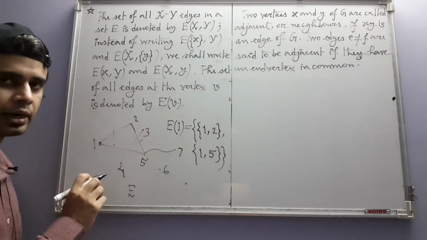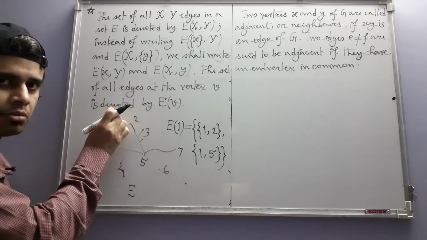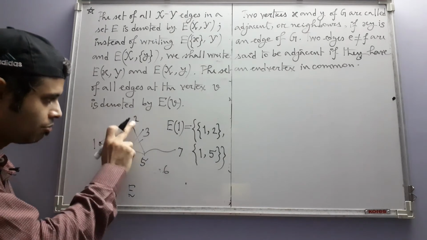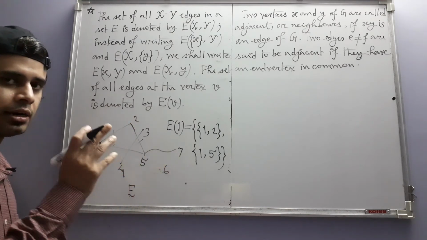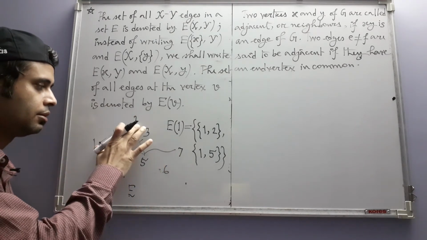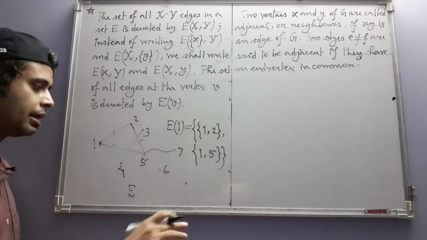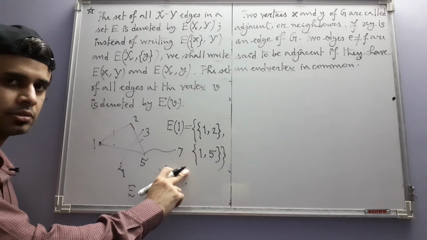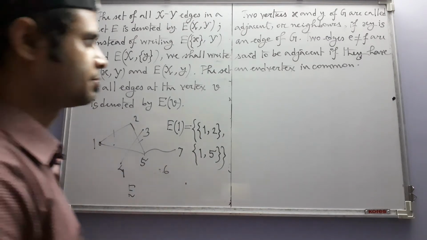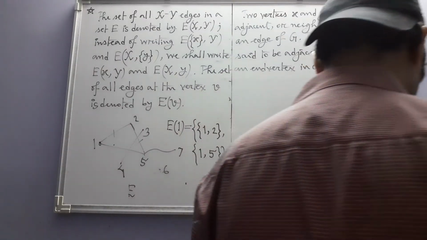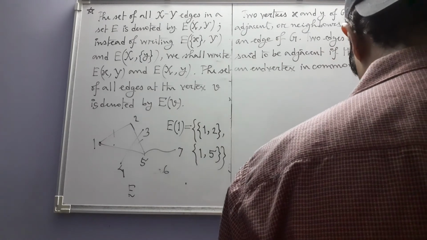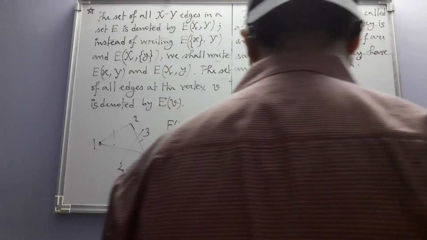Pictorially, two edges are adjacent if they are touching at one end. 1, 2 and 5, 7 are not adjacent because there is no common end. 1, 2 are entirely different from 5 and 7. So these are the concepts of two vertices and two edges being adjacent.